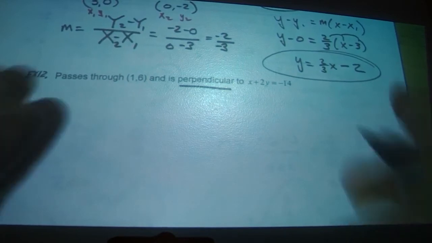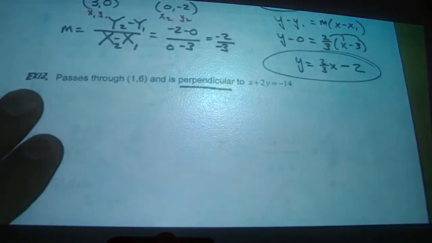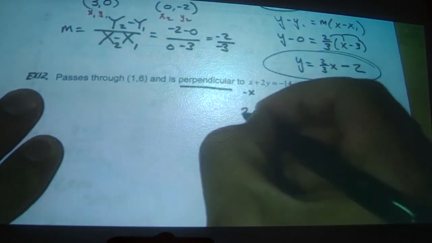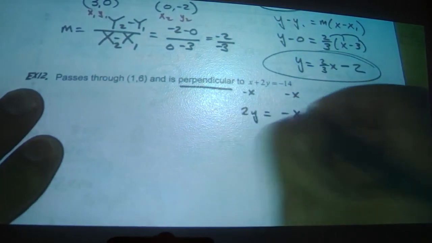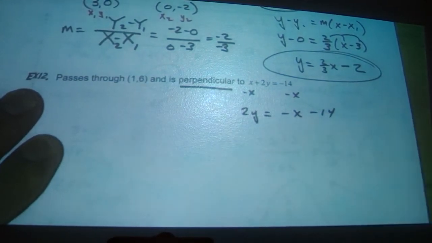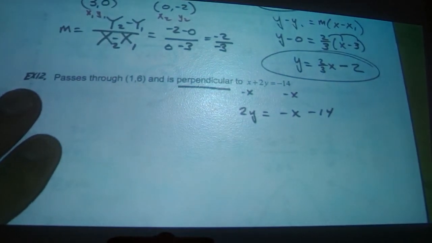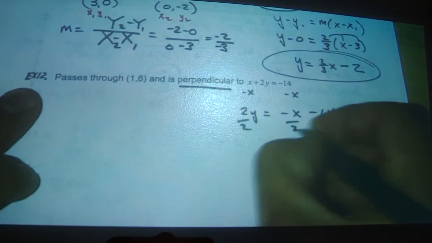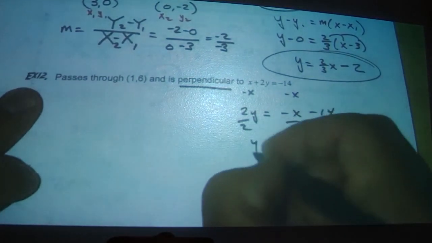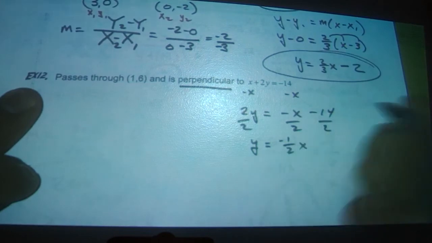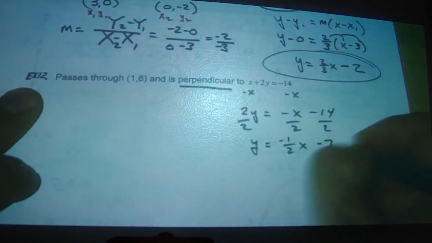Subtract x from both sides. Awesome. Nice work. Subtract x. So now I've got 2y equals -x minus 14. I got one more step. Last thing we got to do. Divide by 2. Awesome. You guys are great. So -x over 2 is -1/2 x. And -14 divided by 2 is -7.